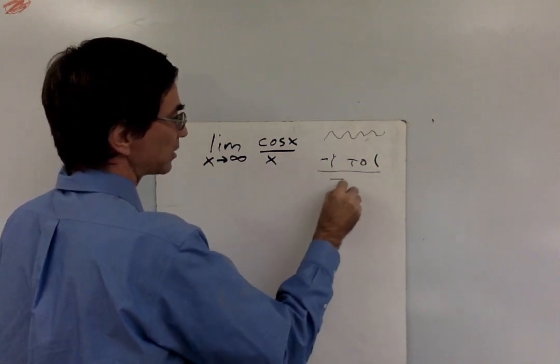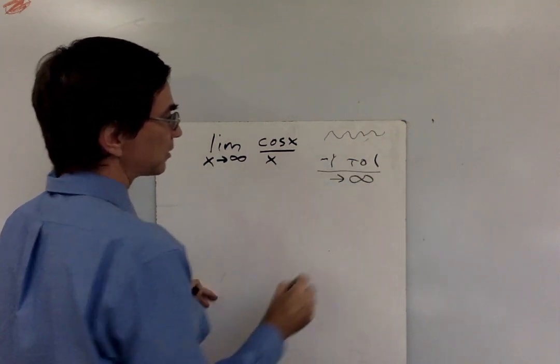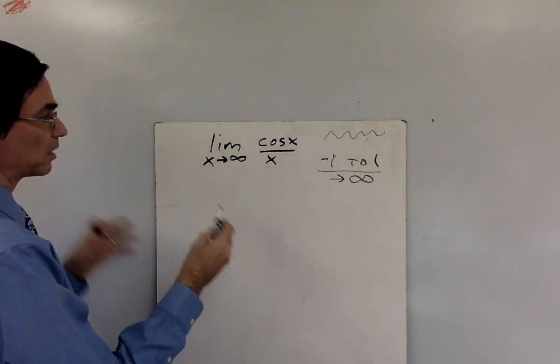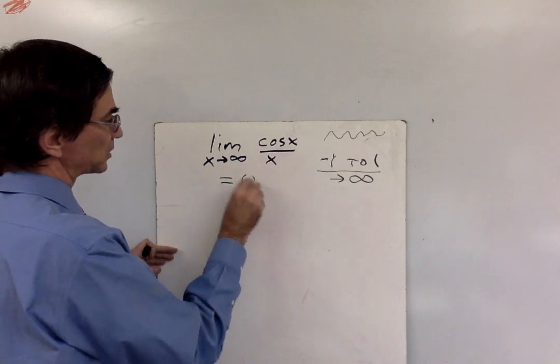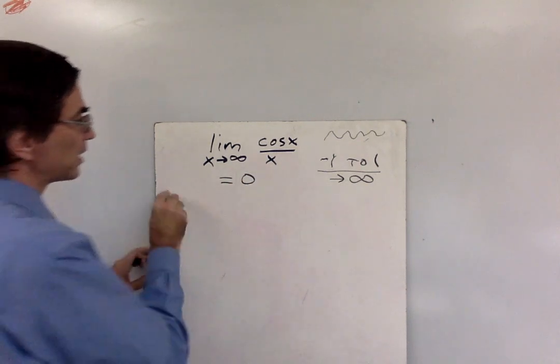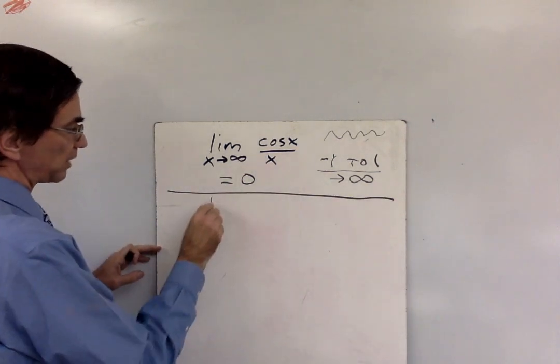But the bottom is increasing. So you have something that's bounded over something that's increasing. And that tells you that this limit has to equal 0. It's got to be shrinking. The second way to do this limit is to look at the graph.